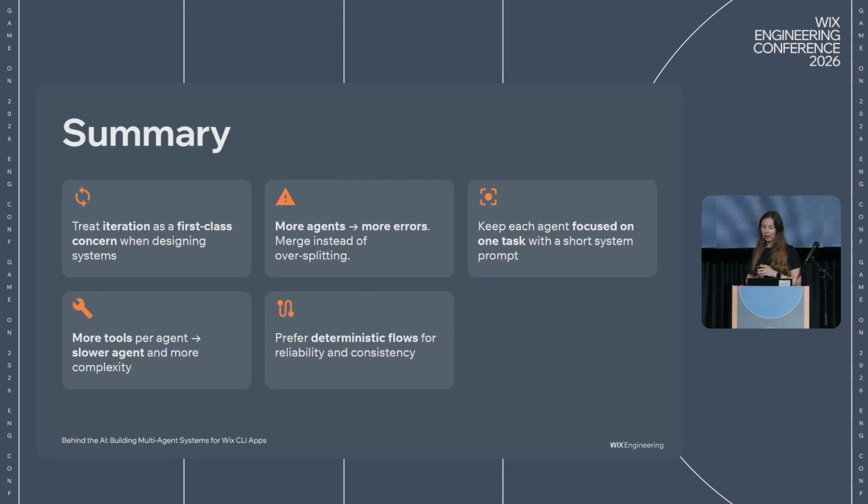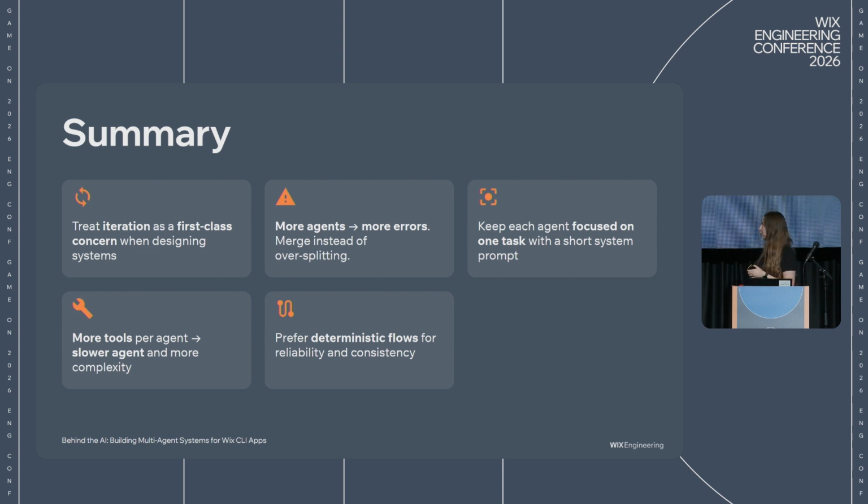So to summarize everything that I showed you today, treat the iteration as a first concern when designing multi-agent systems, because users can change the code, they can suggest new features. The more agents you have, the more probability for errors between them. So keep it in mind and merge small agents if needed.